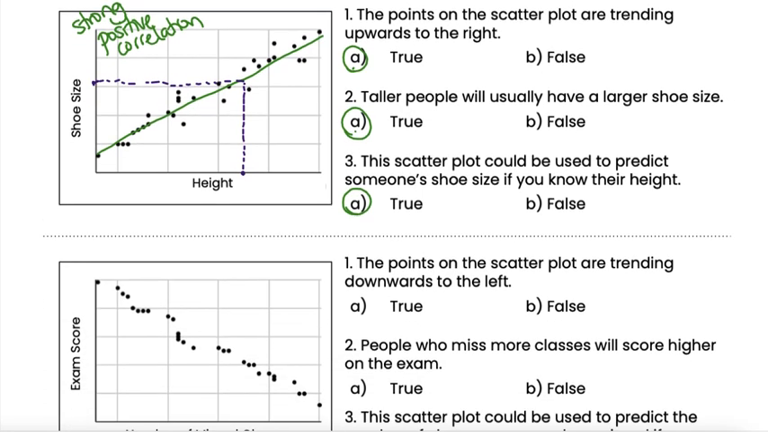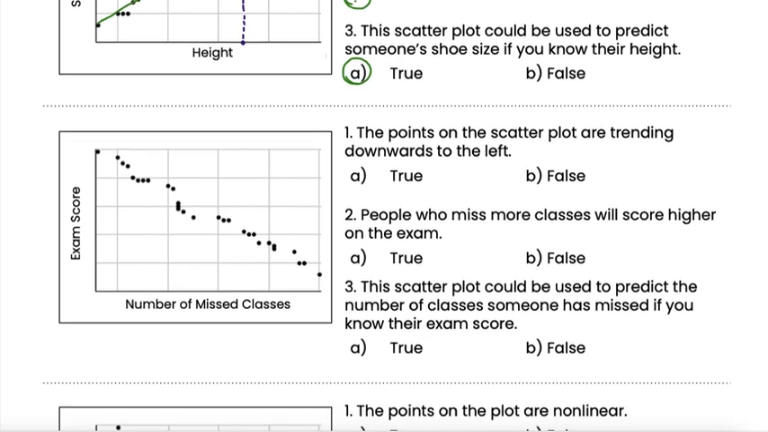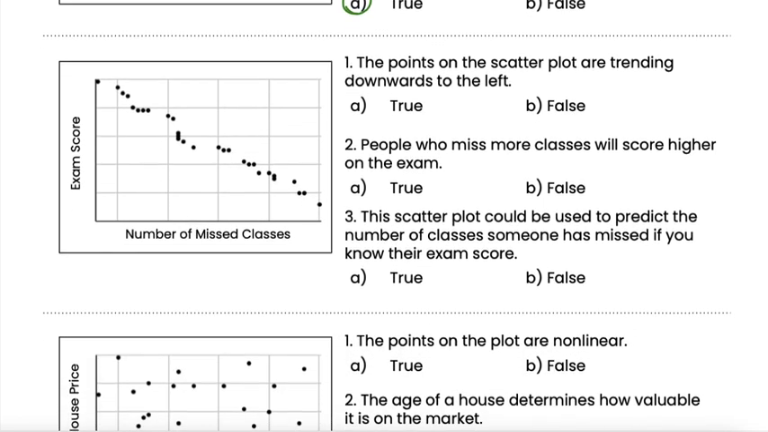Let's take a look at the next example. We have exam scores versus the number of missed classes. So let's draw our line of best fit on this graph. Now this is pretty straight, isn't it? So it's going to be easier for me to draw my line of best fit. There's my line of best fit. It's going down from left to right, so we say this has a negative correlation. And again, those dots are pretty close to my line of best fit, so this would be a strong negative correlation.